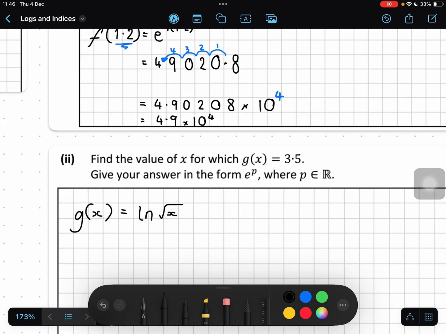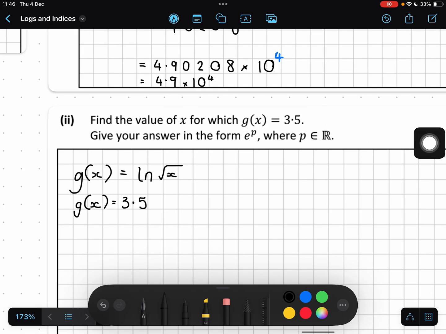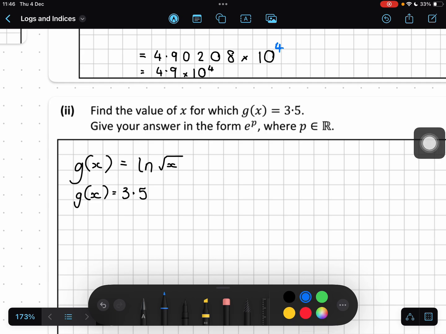Okay, so they have now told me that g of x is equal to 3.5. So g of x is this and g of x is this. So those two must be equal to each other. If they're both equal to g of x, okay, if they were both equal to 2, then they would also be equal to each other. Or if they were both equal to 3.5, then they would both be equal to each other.